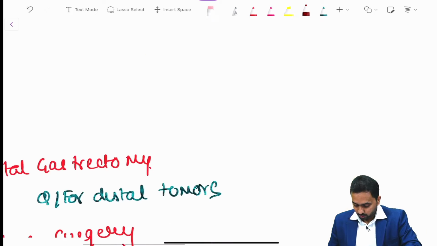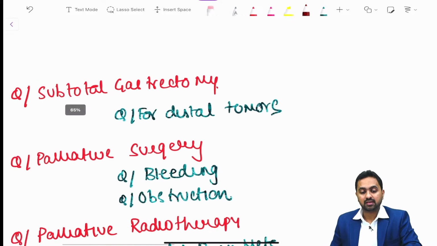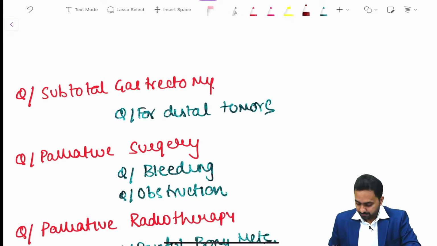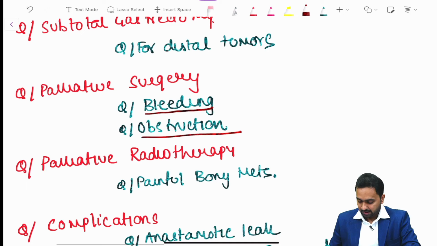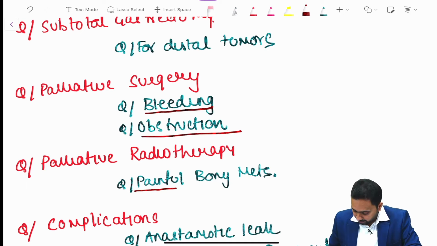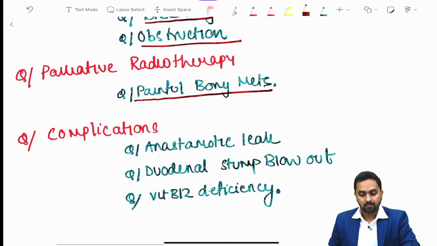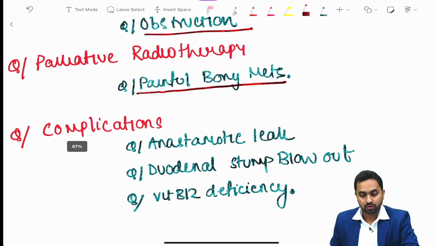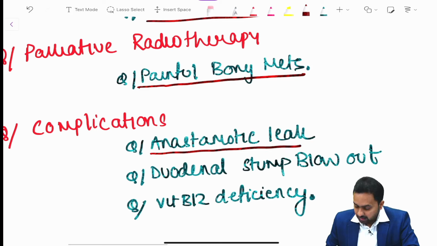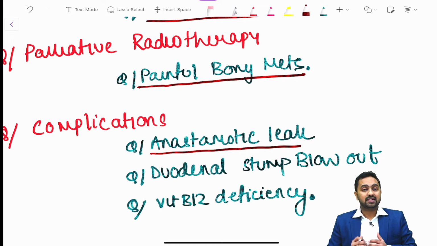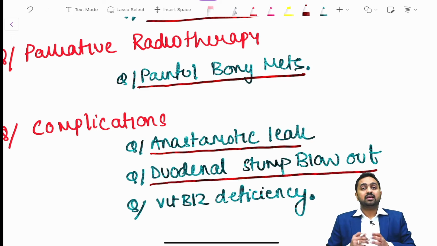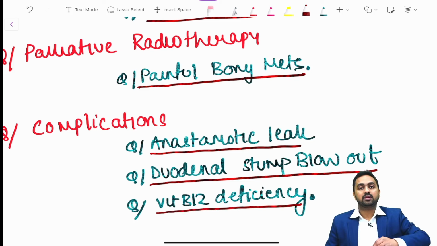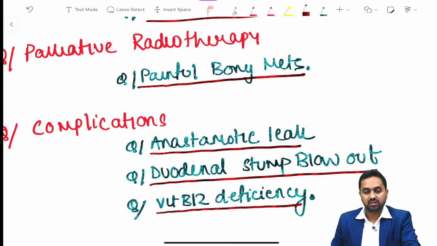Now regarding the role of subtotal gastrectomy, it is usually done for distal tumors. Palliative surgery is done when the tumor presents with bleeding or obstruction, and palliative radiotherapy is done for painful bony mets. Then the complications of gastric surgery would include anastomotic leak, right. These patients would present postoperatively with tachycardia or abdominal pain. Then there could be a duodenal stump blowout, which may present as biliary peritonitis, and in terms of nutritional deficiency, it may present with vitamin B12 deficiency.